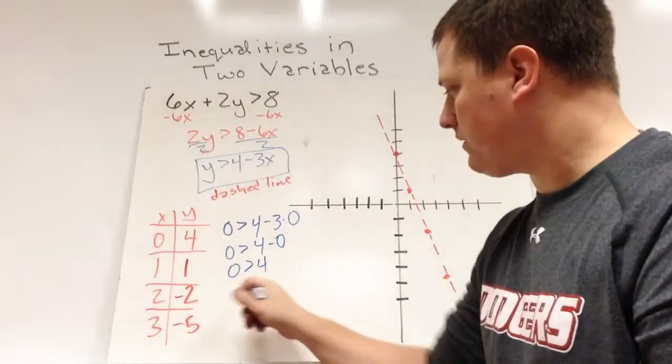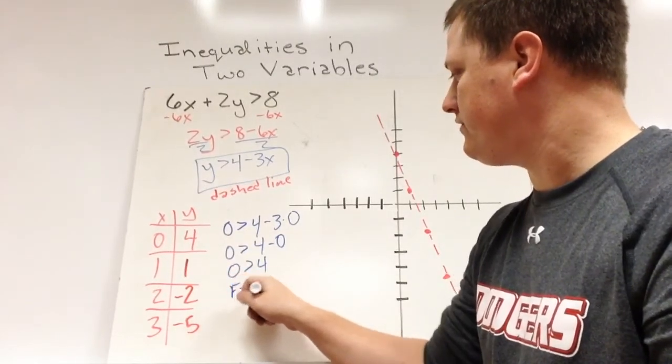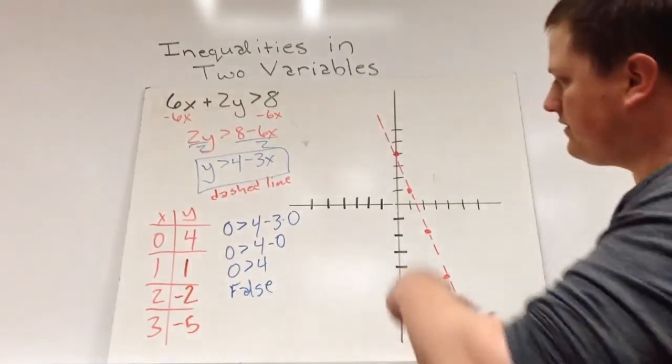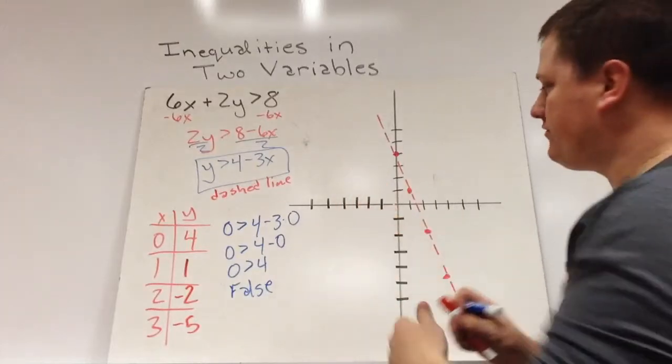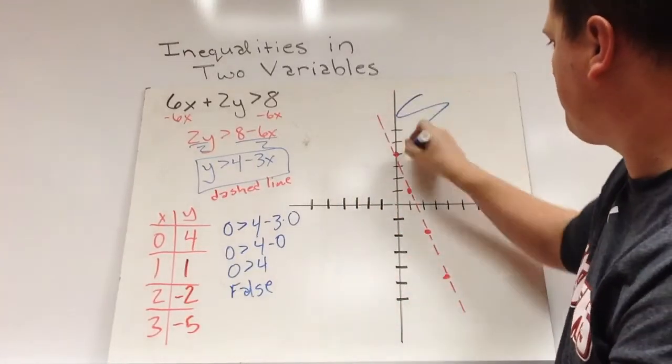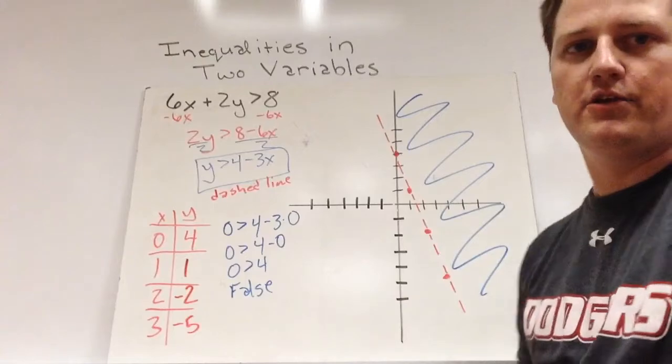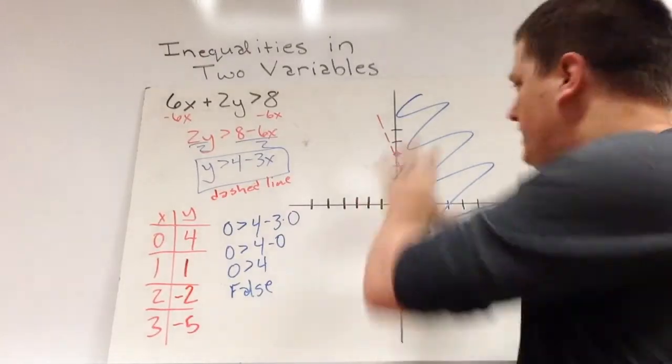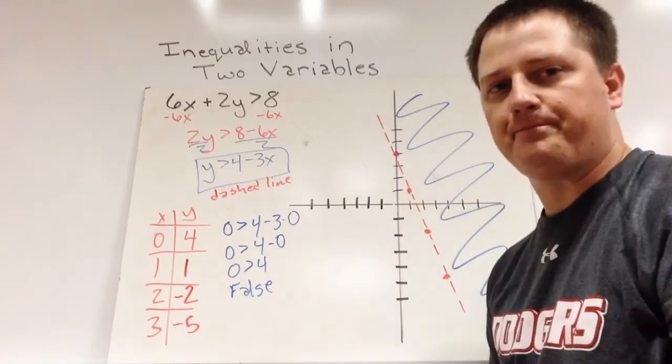Zero is greater than 4. That is false. Since 0, 0 is on this side, false means I need to shade up here. So all my answers would be on this shaded side over here.